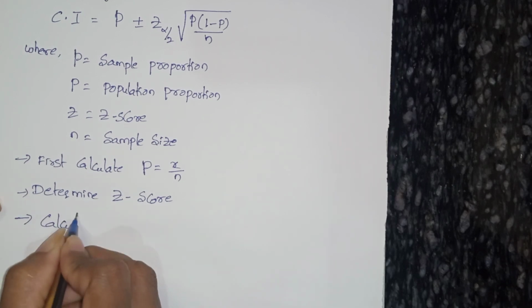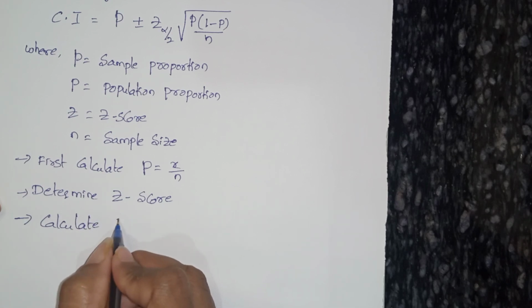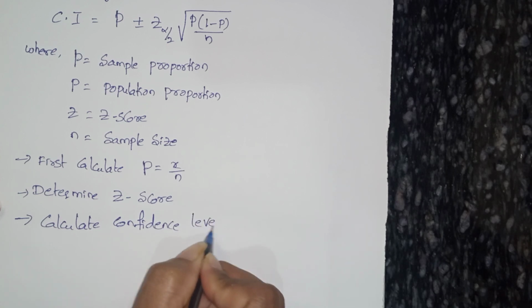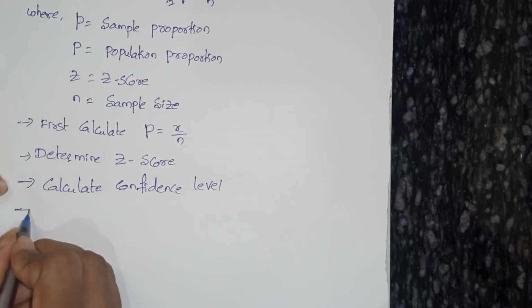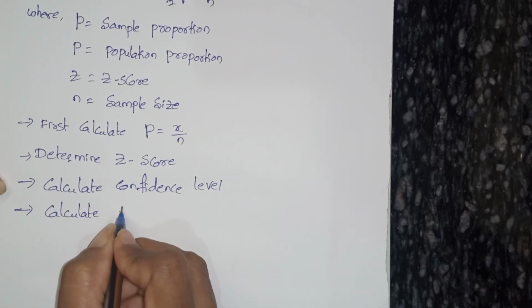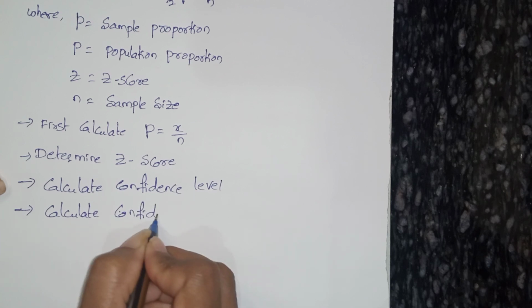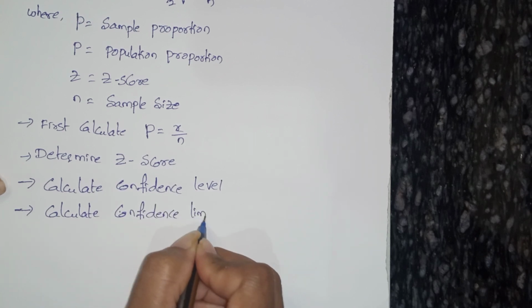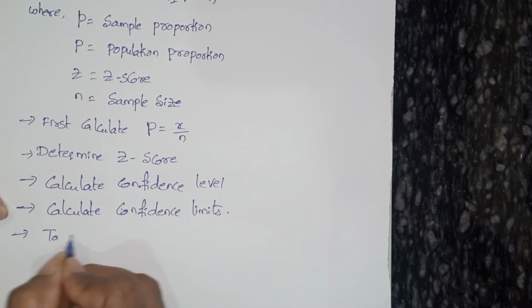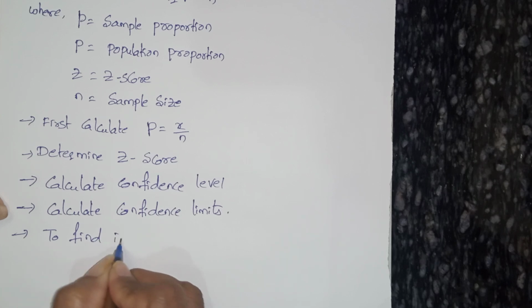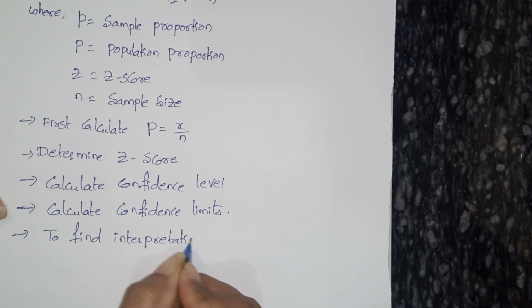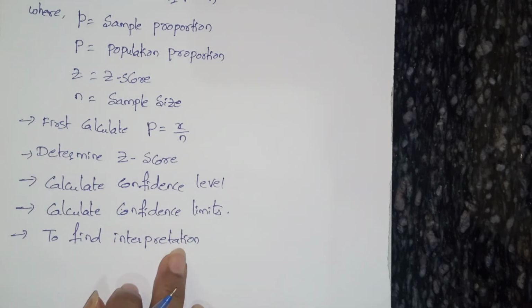And the next, calculate the confidence level. We have to calculate the confidence level. And next, we have to calculate the confidence limits. And the next is to find the interpretation, that means the lower limit and upper limit.